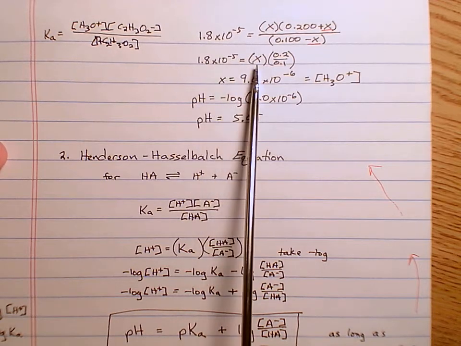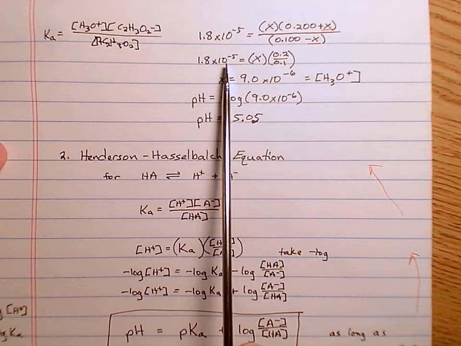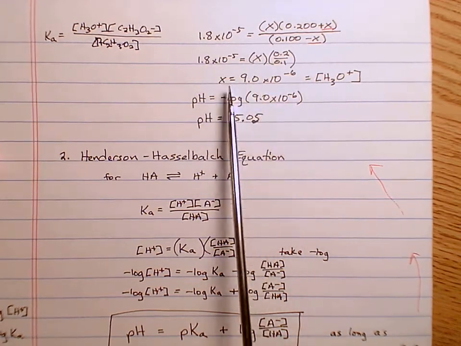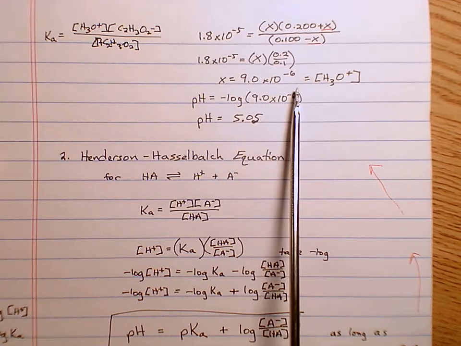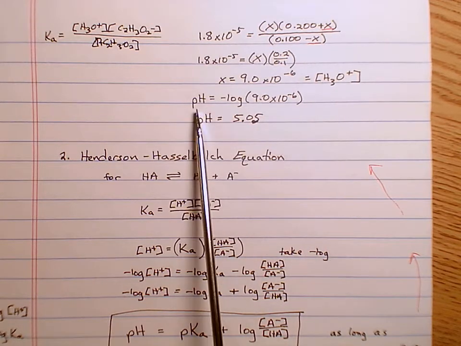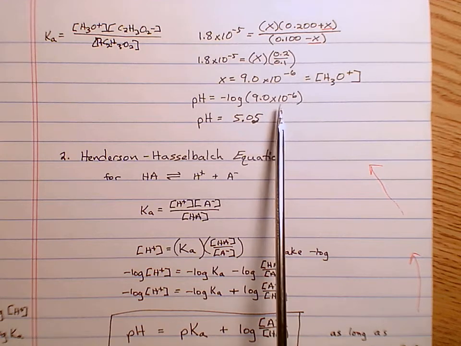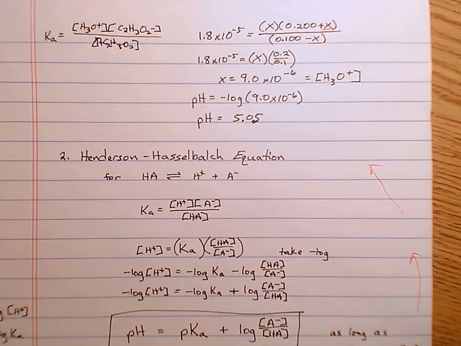1.8 times 10 to the minus fifth equals X times 0.2 divided by 0.1. So just take 1.8 times 10 to the minus fifth, multiply by 0.1, divide by 0.2. You have X equals 9.0 times 10 to the minus 6. Now that's our concentration of H3O plus from our ice table. So if pH is the negative log of 9 times 10 to the minus 6, pH is 5.05. Not a problem there.